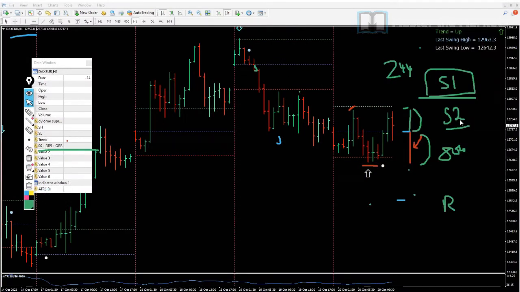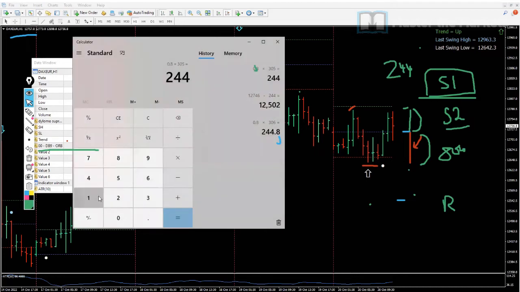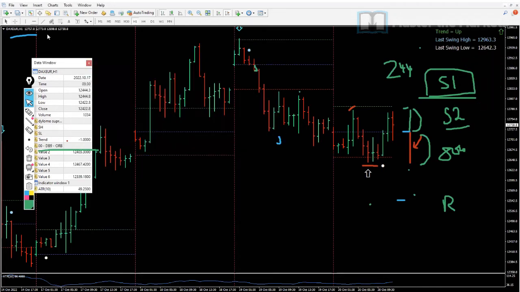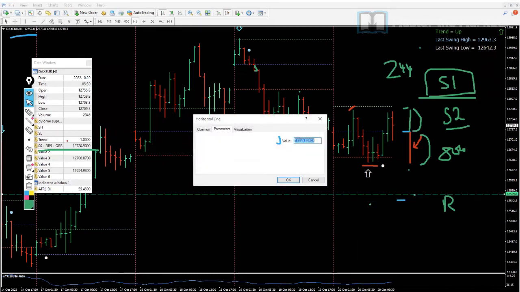That's on strategy 2. Now, how do I do that? So what I can do is I take the highest point of today, which is 12777, and then I take away 244. That's 12533. So I mark it on my chart. Let me just, what was that number again? 12533.